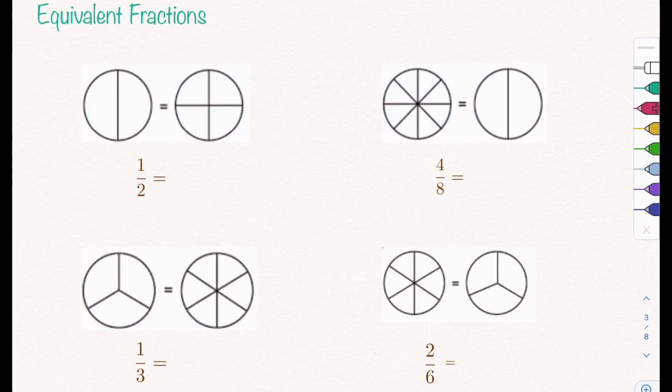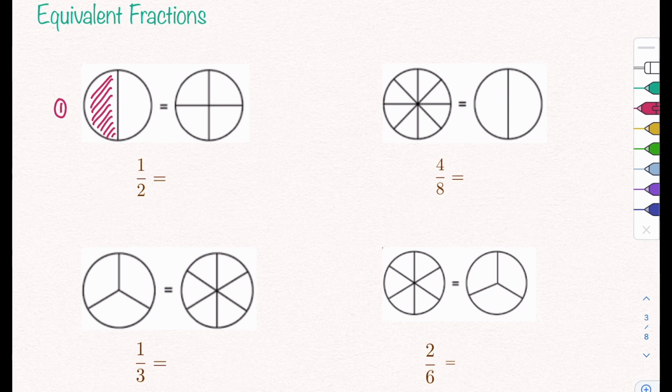Let's use diagrams to see what equivalent fractions look like. Starting with the first one, I have two same size circles. The one on the left is divided into 2 parts. The one on the right is divided into 4 parts. And they are equal. So 1/2 means that out of the 2 parts, we only need to shade in one part of it. So I'm going to shade in one part of it to represent 1/2.